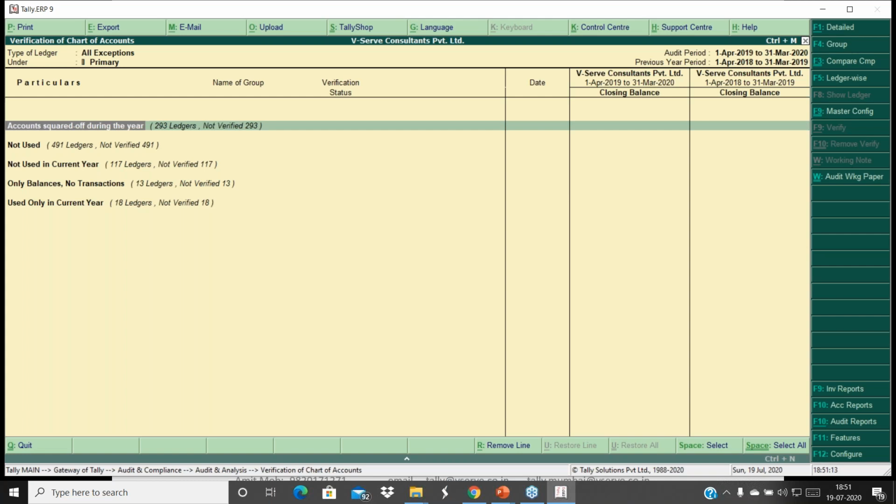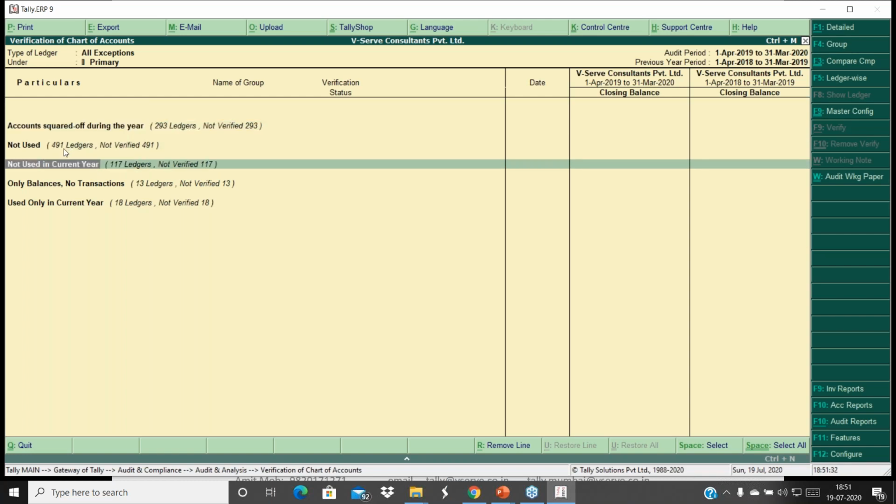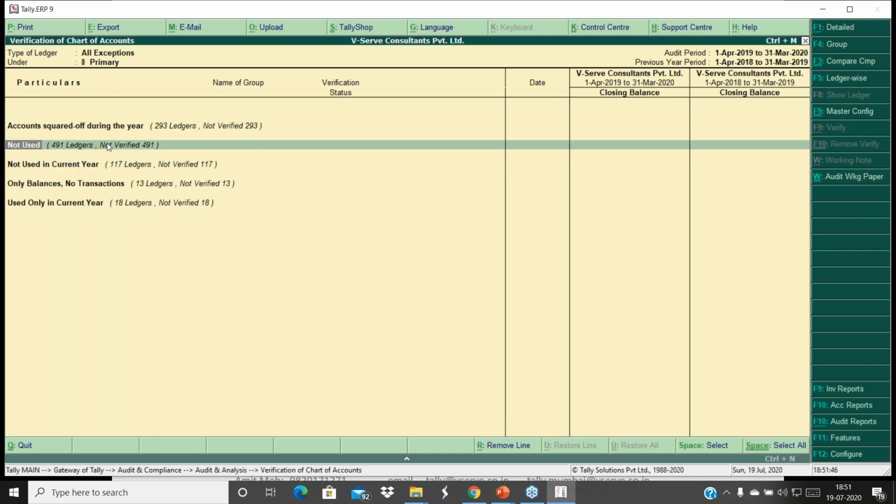So the entire chart of accounts has already been split into these categories. These are the ledgers with which I had transactions, but they got squared off during the year. And these are the ledgers I have, almost 491, which are not used during the year. These are the 117 ledgers not used in the current year. Because it's continuous data, it may be the case that these are ledgers which are not used for more than 2 years as well.